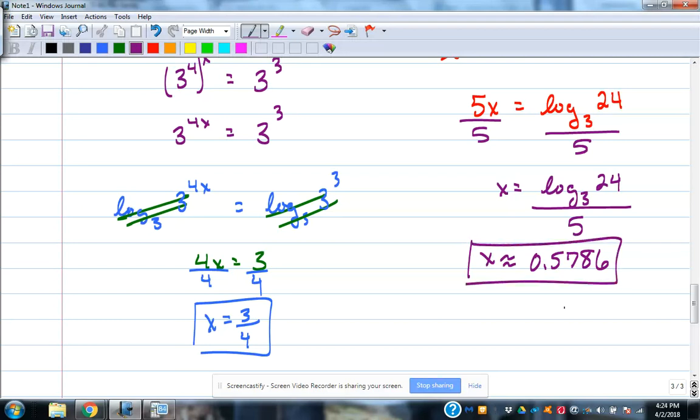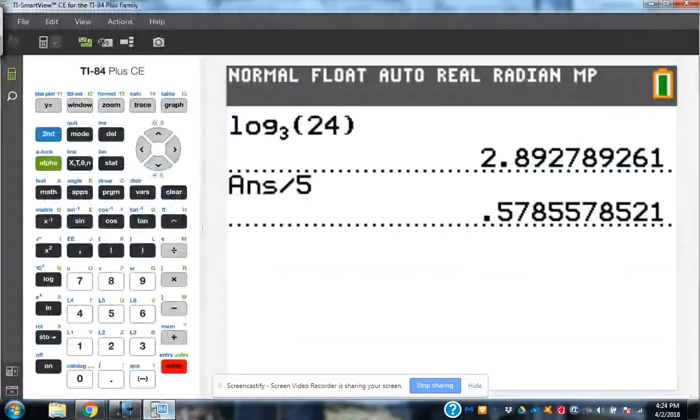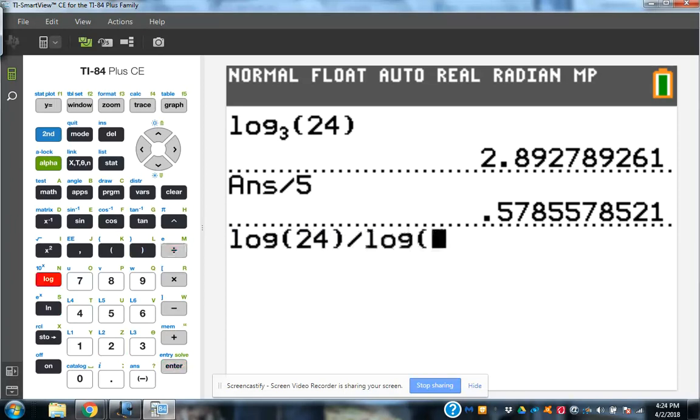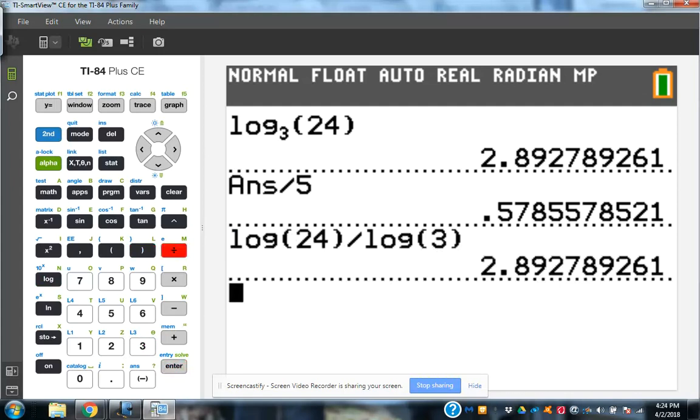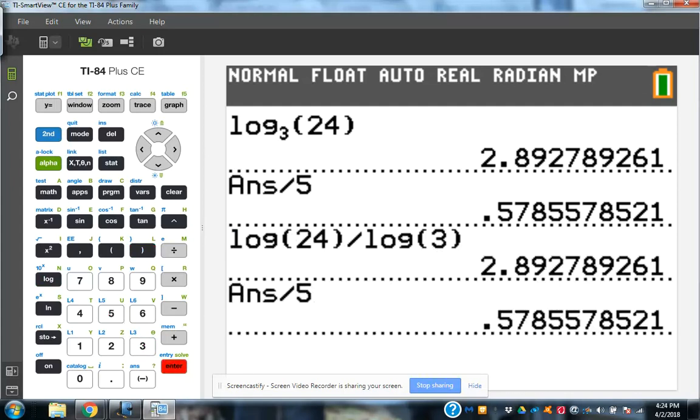If you don't have a graphing calculator, or for whatever reason your graphing calculator died, or you couldn't remember how to get log base 3 of 24 in there, you can do log of 24 with the log button over here on the left. If I do log of 24, close parentheses, divided by log of 3, that gets us the same result. Notice these two decimals are the same. This is the change of base formula is what that's called.